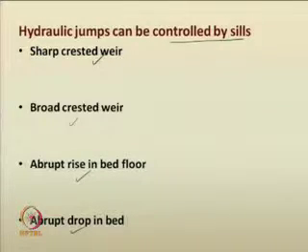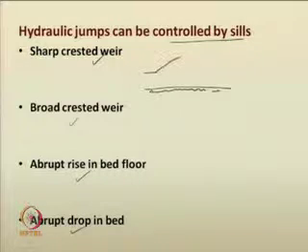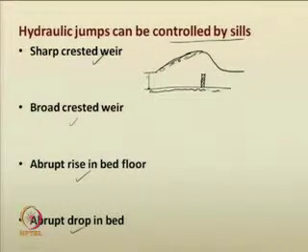How does it look? For example, for a sharp crested weir, if I draw the channel longitudinal profile, you have a hydraulic jump like this with rollers and all. Then you want to control it within this span. So, you provide a sharp crested weir here, so that the profile now looks like this. This is the pre-jump depth y1, this depth is the sequent depth of y1, and this is the tailwater depth, and the height of this sill, the sharp crested weir sill, is h.